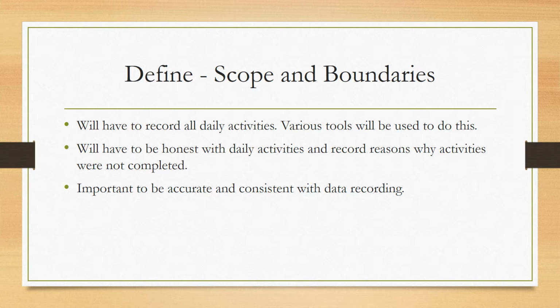Keeping going with the define phase, you want to put some scope and boundaries out there. So first, I'm going to have to record every single daily activity, and we're going to use various tools to do that, which we'll discuss in the next slide or so. And it's really going to be important to be honest with myself about the activities and record accurately and consistently, because if I start skewing the data, it takes away from the benefit of the process, and we're not going to get the outcome or the true results or data that we're looking for.